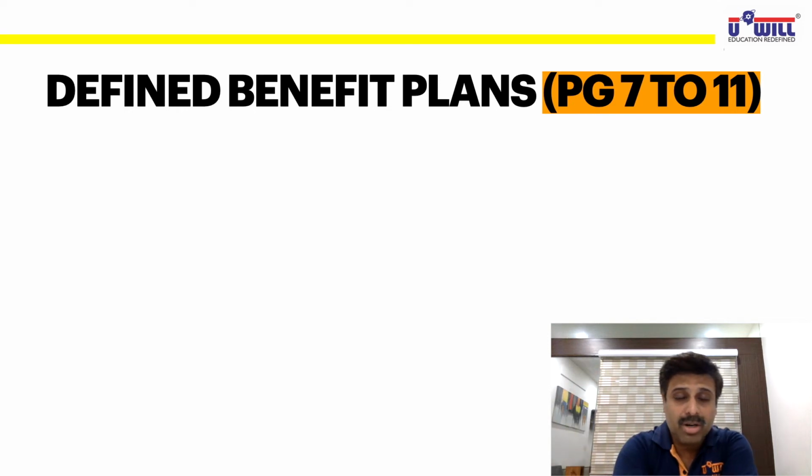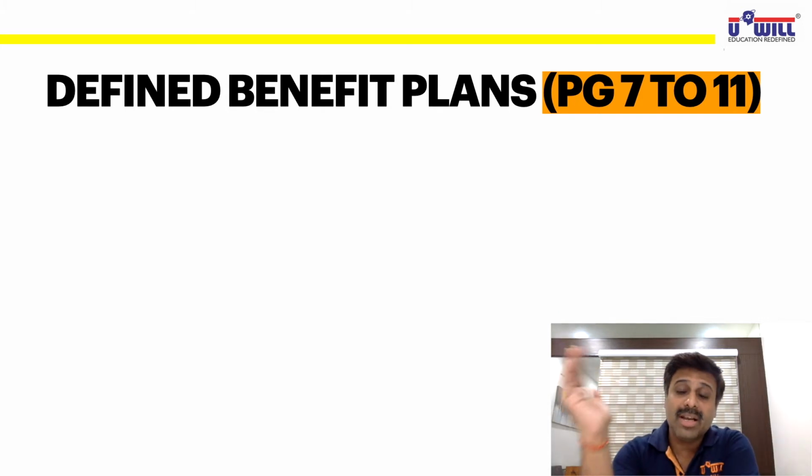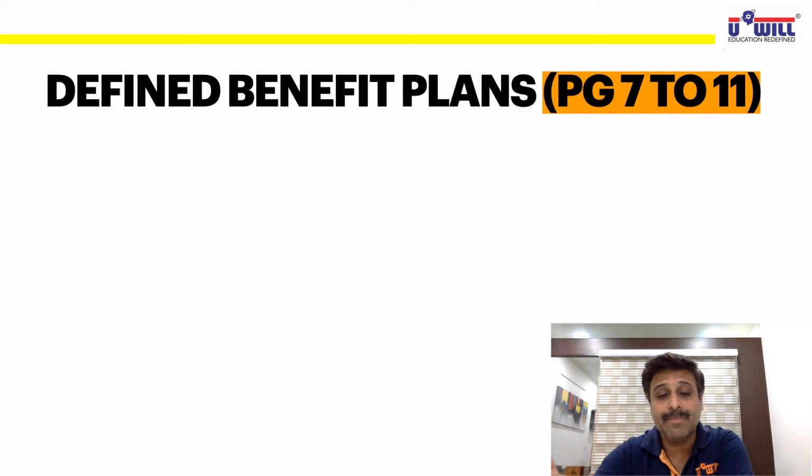We have already seen defined contribution. We have seen what is a multi-employer plan, state plan, and insurance plan. We have seen even this multi-employer, state, and insurance plan. When can they be defined benefit plans? Now, particularly what are defined benefit plans and their accounting. See, as I said to you, defined benefit plan means the benefit we are going to give to the employee is fixed, like gratuity, pension fund. These all are defined benefit plans.